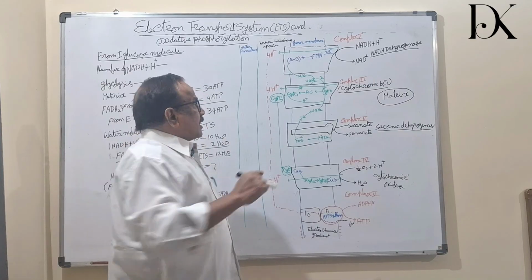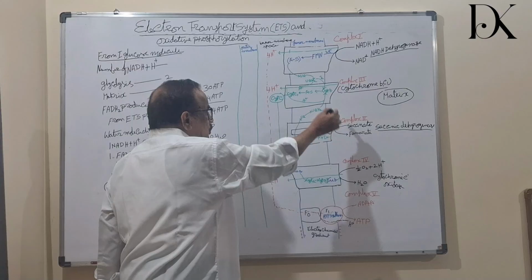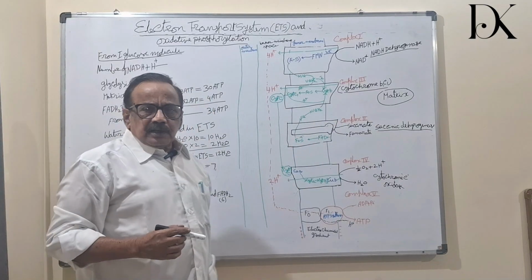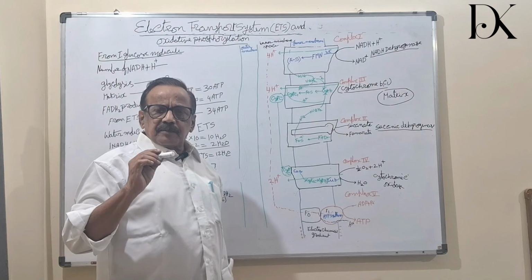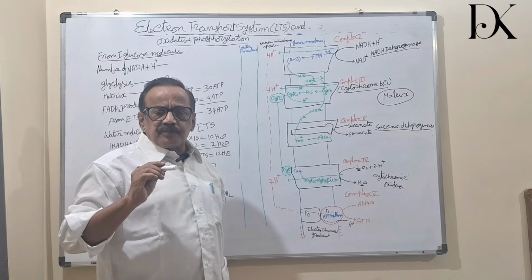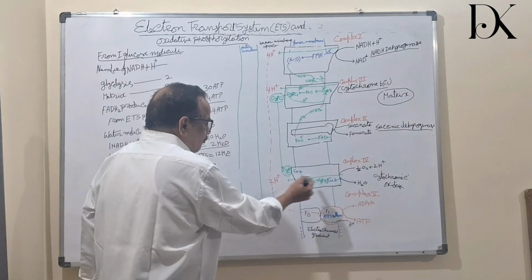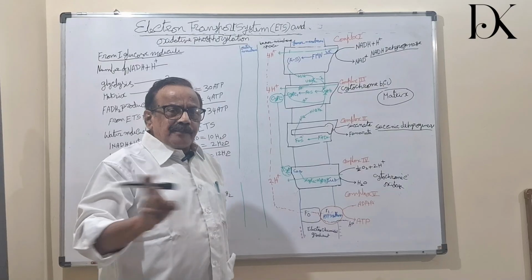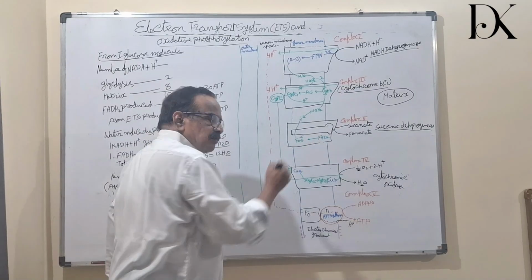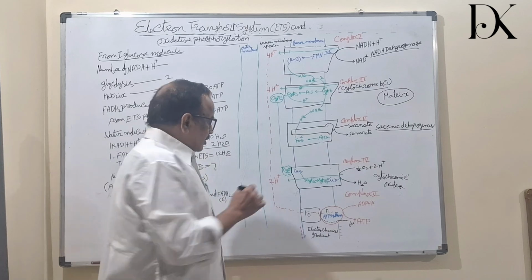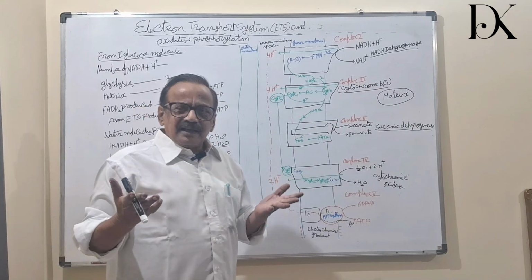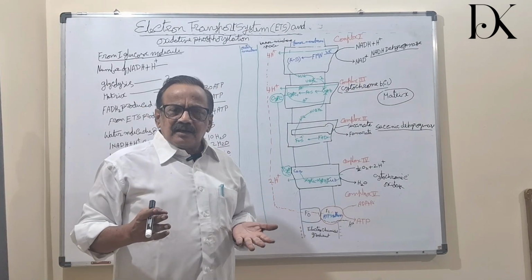Out of 4 complexes, complex number 1, 2, 3, 4, in which complex will the minimum number of protons be pumped? That is complex 4. Which is not pumping? That is complex number 2. How many are participating in the pumping of the protons? 3. See, if you ask like this, how many?